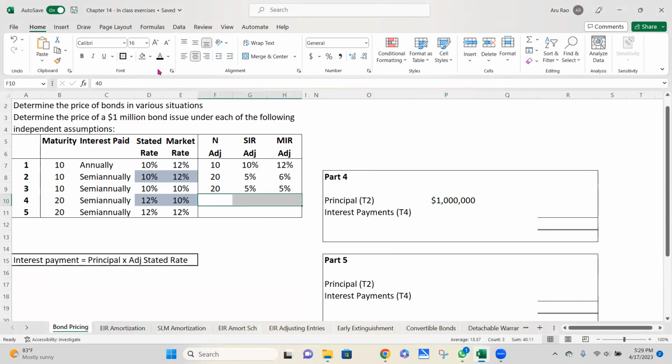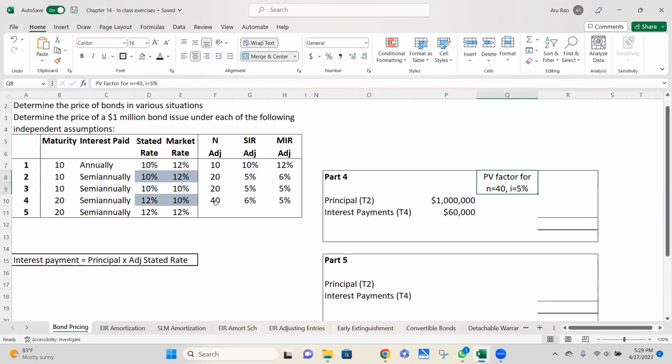Let's do the adjustments over here. I have N equals 40. Semi-annual payments, so multiply 20 by 2 to come up with 40. Stated interest rate is 12%, so adjust it down to 6. 6% of $1 million is 60,000. And when I look up the time value of money table, now I'm looking up N equals 40 and I equals 5%. Look up the factors in table 2 and table 4.